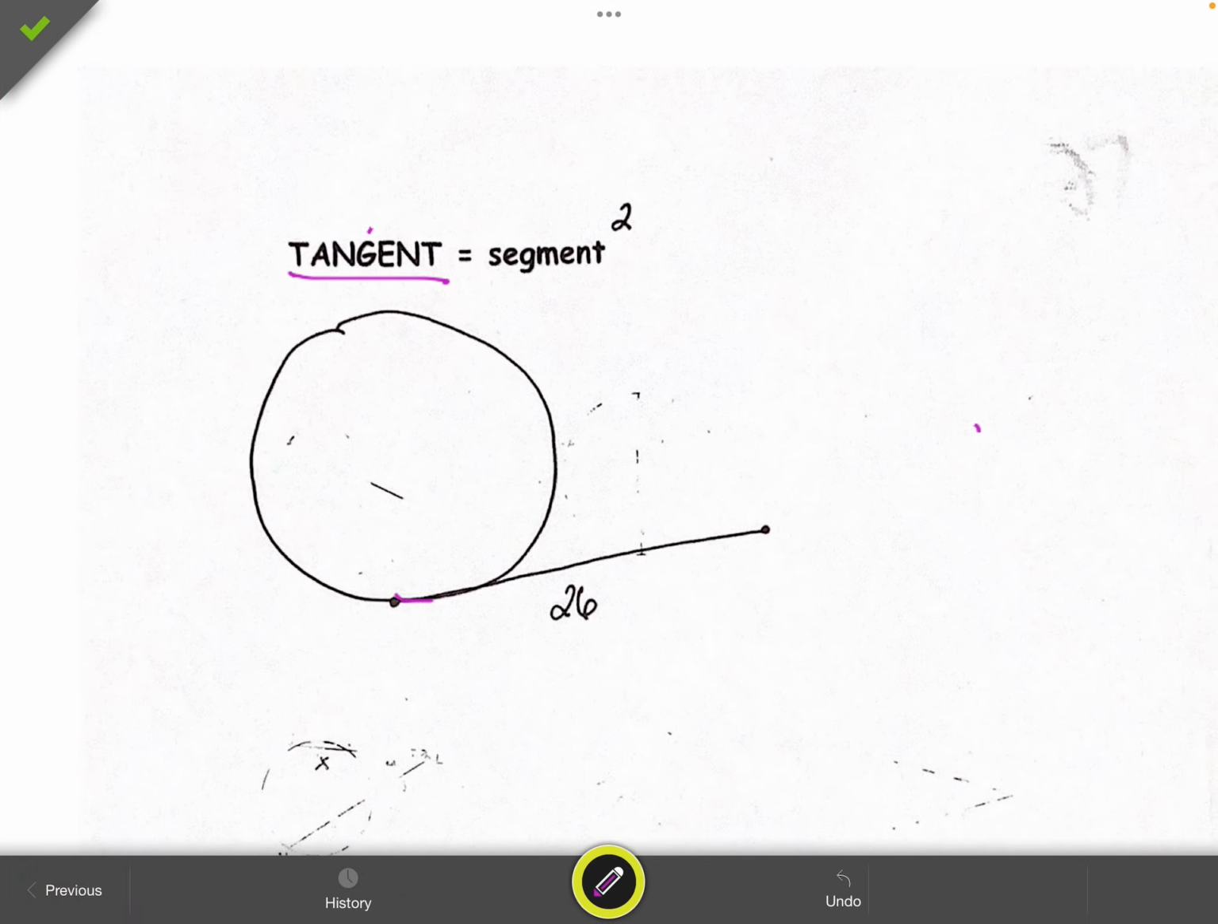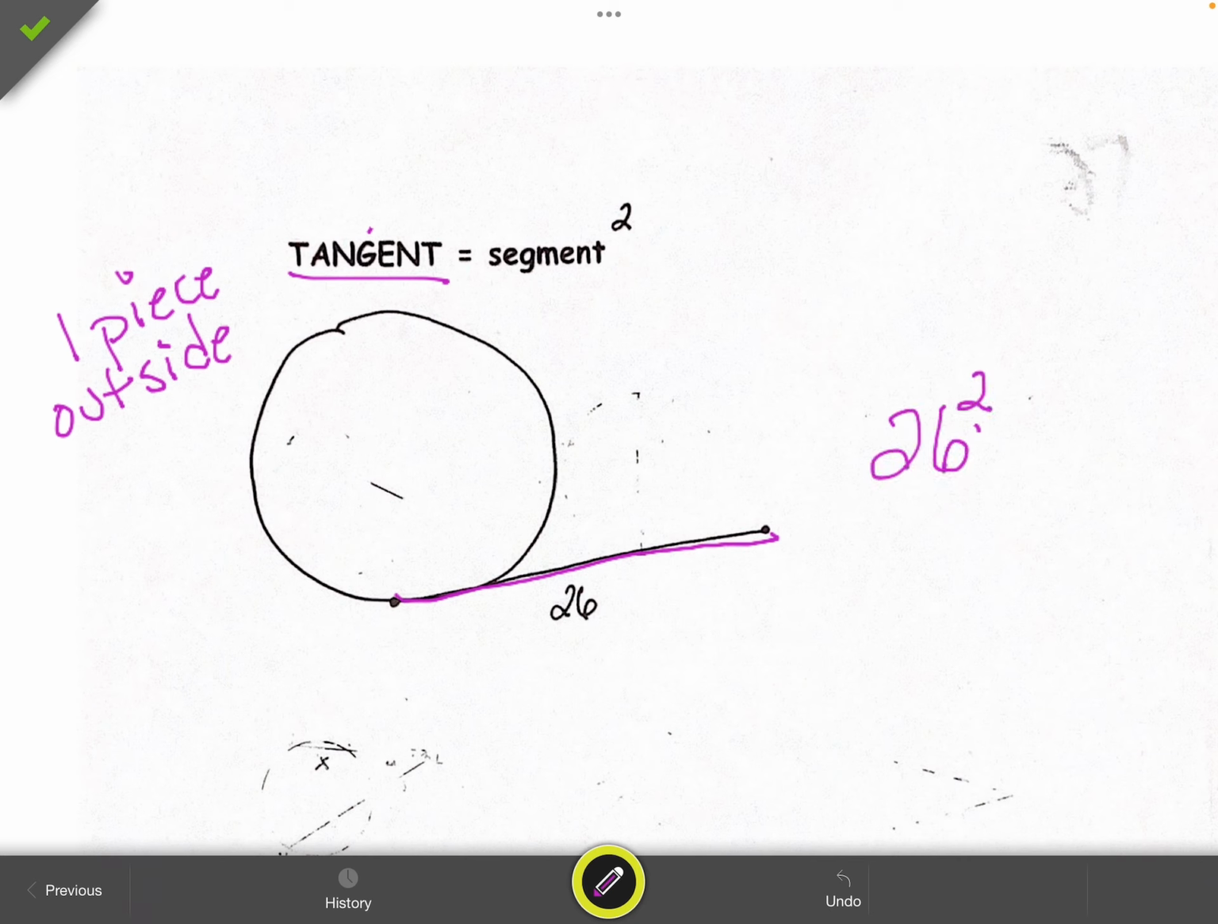The last segment we're going to look at is a tangent. And if you notice, here's my tangent. It's only one piece, and it's completely outside your circle. Your tangent actually touches your circle in one place, but the tangent segment is completely outside of your circle. And so the way we set a tangent up is you just take whatever they're giving you, which is 26, and you square it.